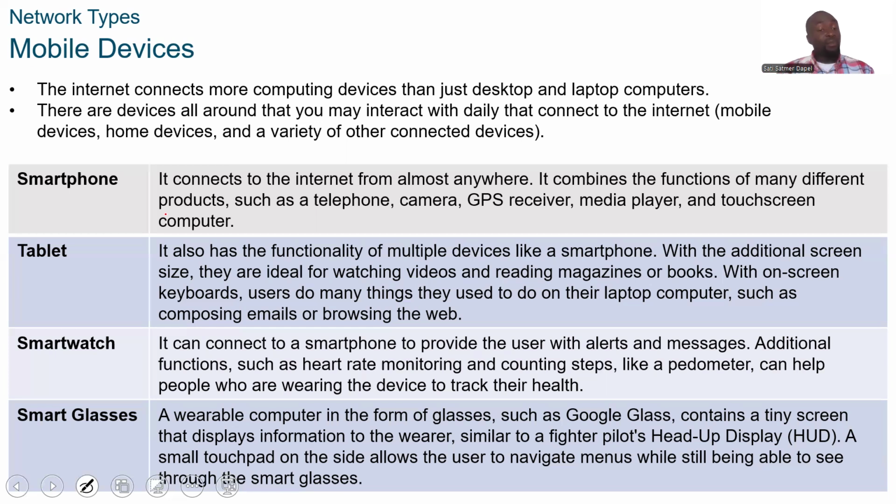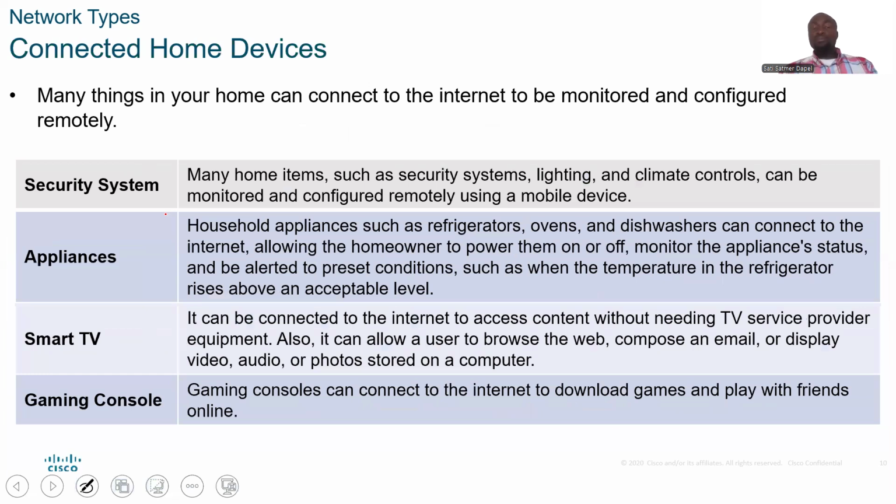You also have things like the smartwatch. They are mobile devices. It can connect to your smartphone and provide the user with alert messages. Additional functions such as heart rate monitoring and counting steps, like a speedometer, can help people who are wearing those devices to track their health. Then you also have the smart glasses, okay? The wearable computers in the form of glasses, such as Google Glass, contain a tiny screen that displays information to the wearer, similar to the fighter pilot's heads-up display, okay? Those are mobile devices.